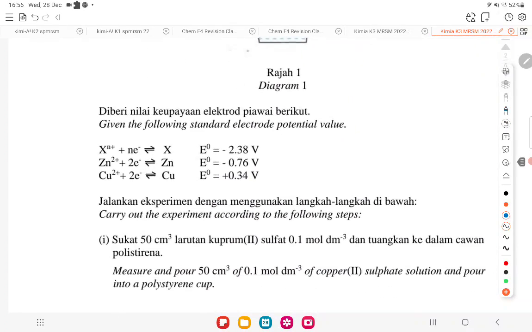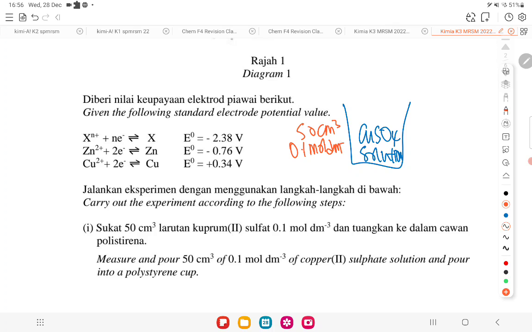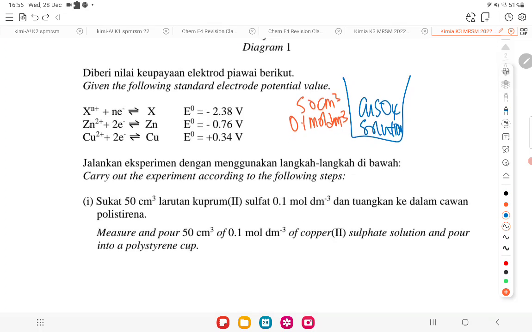So first of all, we put the copper 2 sulfate solution into a polystyrene cup. Take a polystyrene cup, put in the solution. The solution is copper sulfate solution. How much do we put in? We put in 50 cm cube, that is the volume, and 0.1 mole per dm cube, that is the concentration. After we put in this solution, what is the next thing that we do?